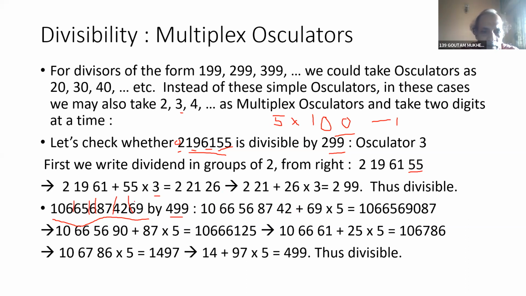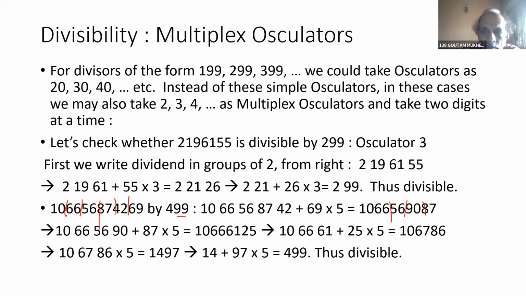Oh no, I made some mistake. Yeah, there's a mistake here. This one is 69, 42, 87, 56, 66. I keep the rest of my digits until the last group, not the unit digit, the last group I should say. This last group number I just multiply by its multiplex second order oscillator and come to this number. Again I divide this number, so this becomes plus 87. This again I divide from the right.